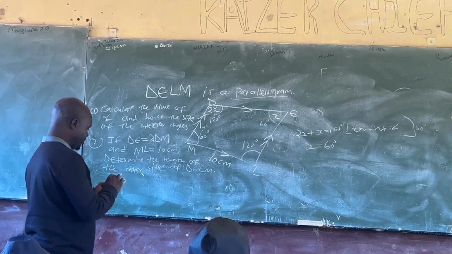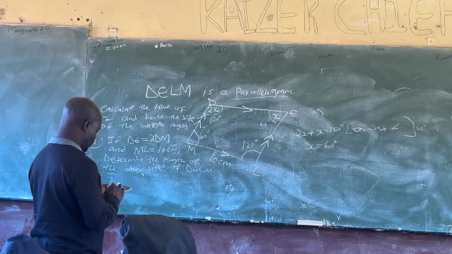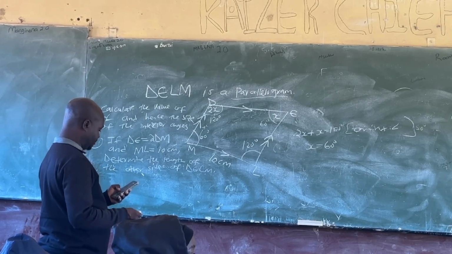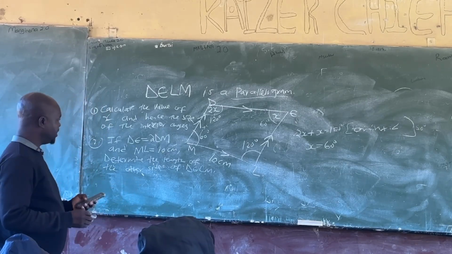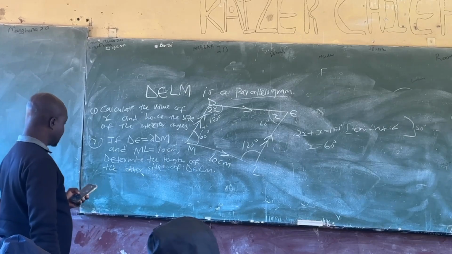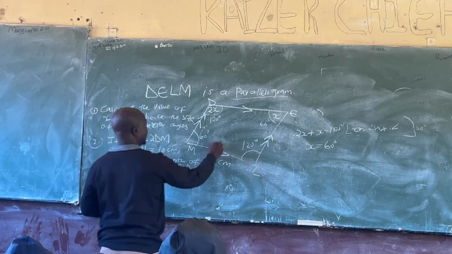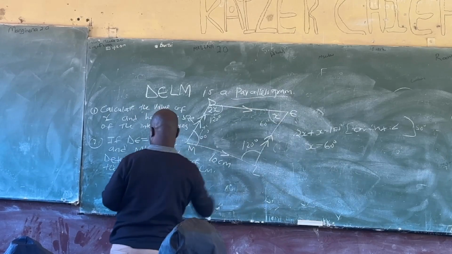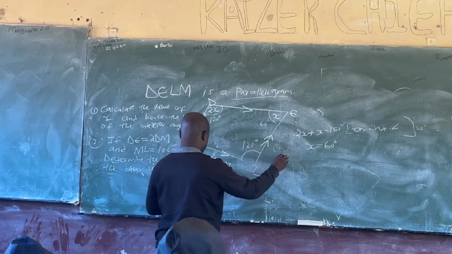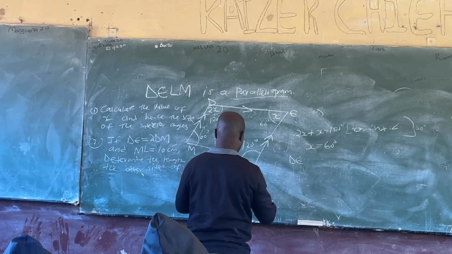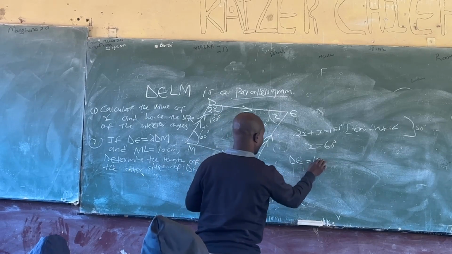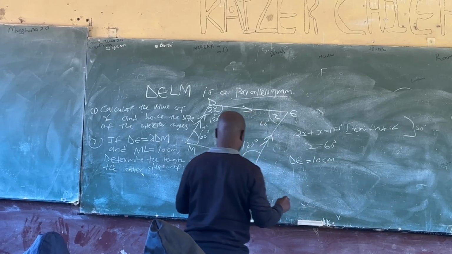D-E-L-M. When you talk about this one, what is the size of DE? 20 centimeters. The size of DE is also what? 10 centimeters. Which means we write DE is equal to 10 centimeters. Correct?